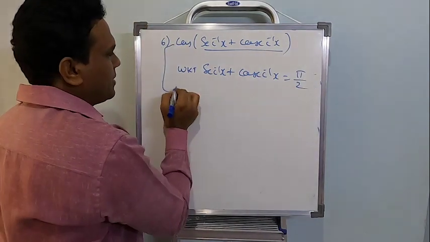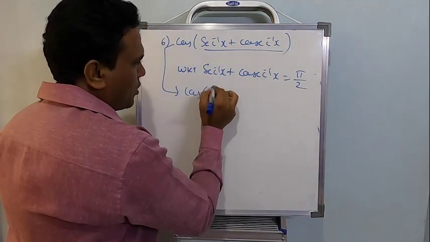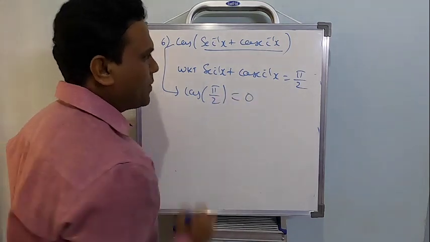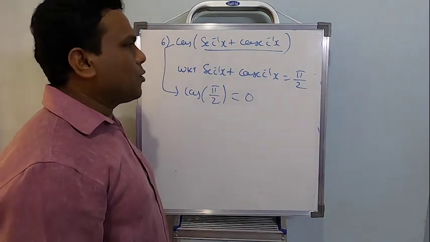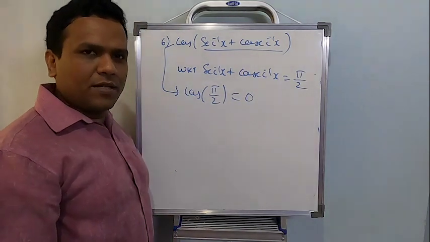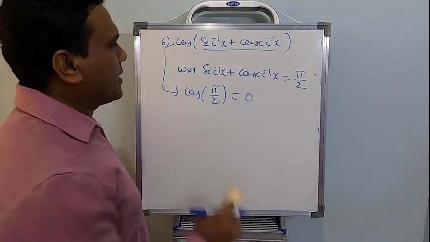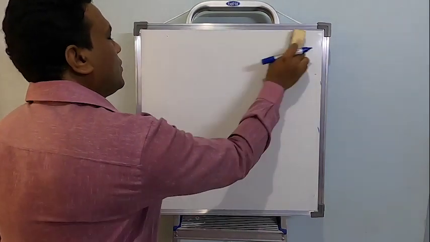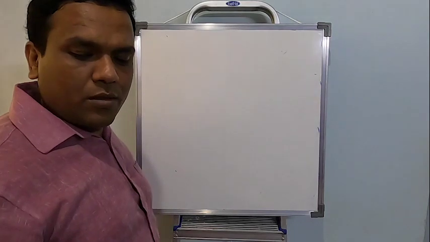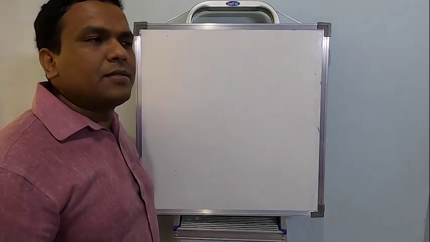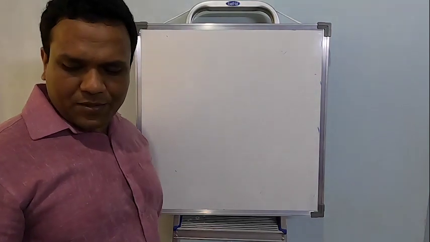That's a standard result. So the problem becomes cos of pi by 2, and cos of pi by 2 will be 0. It's a 1 mark problem. Many times in the board examination they have asked this, so just take care of this. Fine students, so that's about the problems from worked examples. Now let us start the exercise problems.